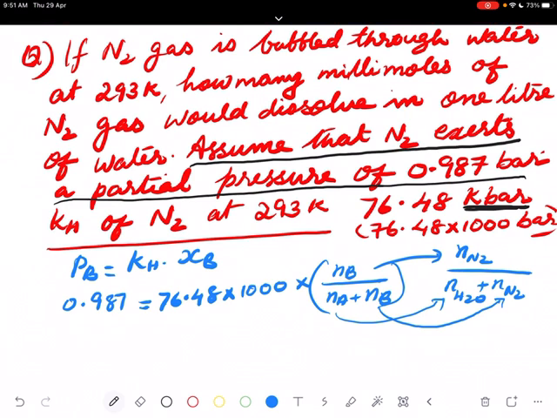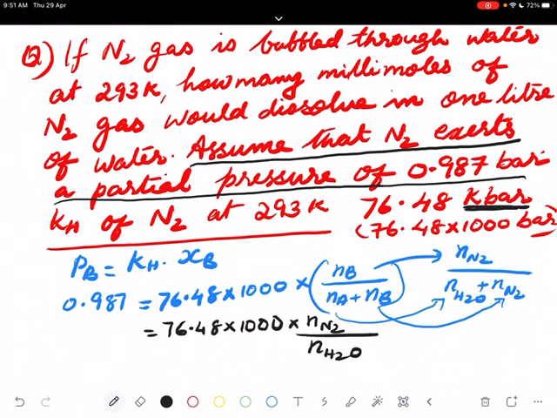Now, for easy calculation, since the concentration is very small, I can neglect this NB part. So the equation changes to 76.48 into 1000 into NN2 upon N of water. I have neglected that NB because as compared to the 1 liter of water, this millimoles of NB can be neglected. Now you can find out NN2.